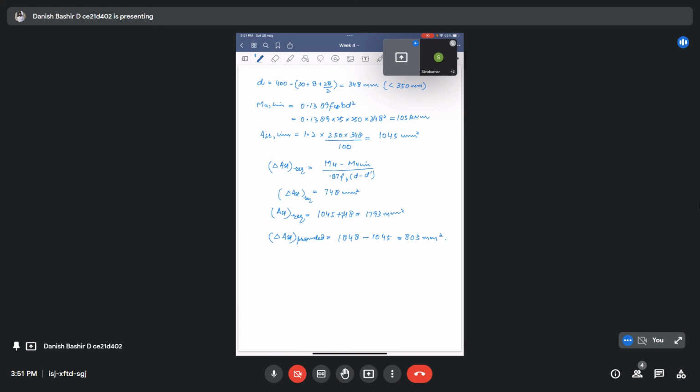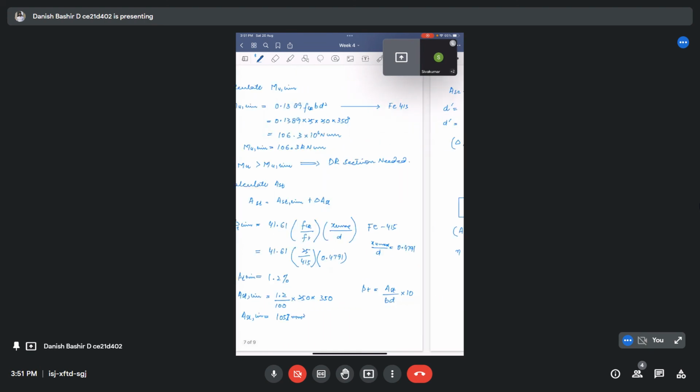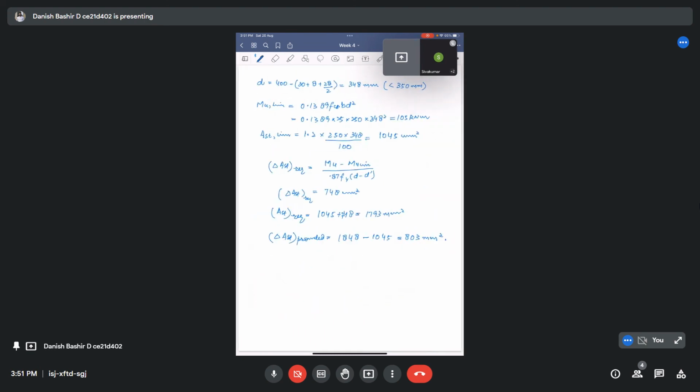So we will now determine step 4, which is last. We determined AST, we determined delta AST also. Now only the final calculation will be for ASC. So for ASC we will first assume XU is equal to XU max.